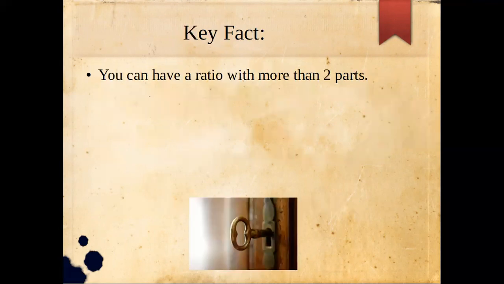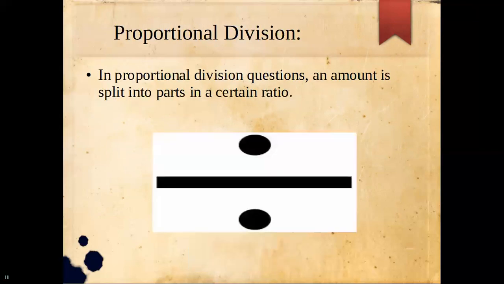So the key fact. The key fact is you can have a ratio of more than 2 parts. That's pretty simple. So instead of 2 parts, you can have 3 to 4 to 5. You can have 7 to 15 to 3. You can have 3 parts. You can have 4 parts. You can have more than that. So that's just a key idea you need to know. The ratio does not have to be 2 parts.